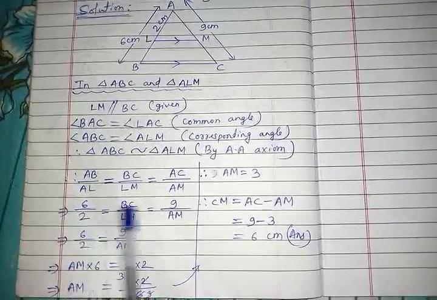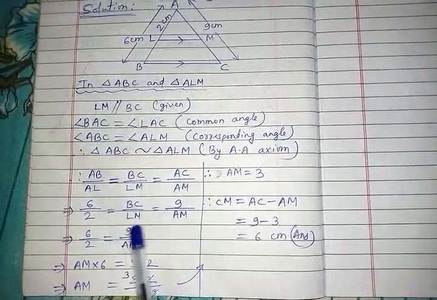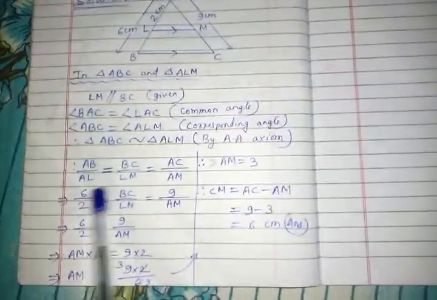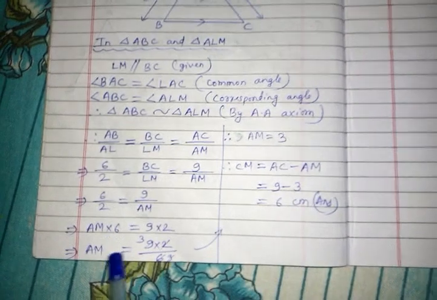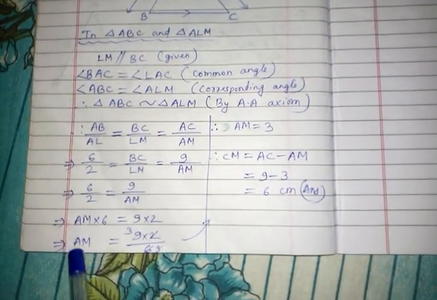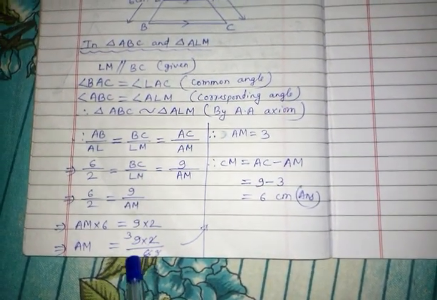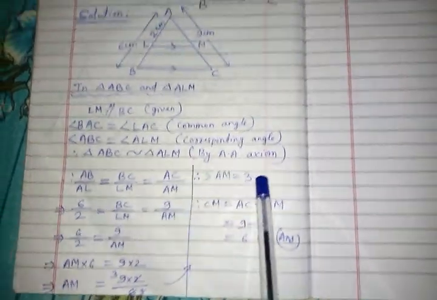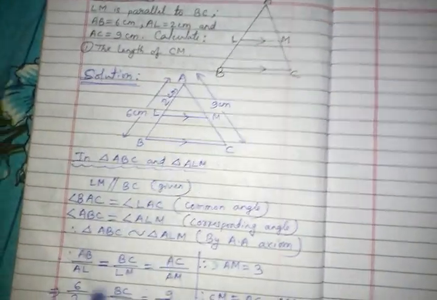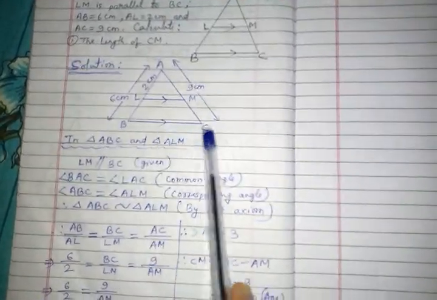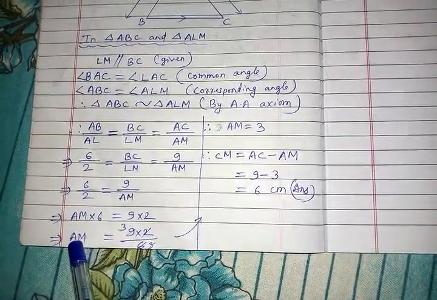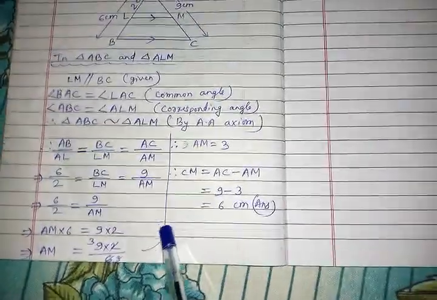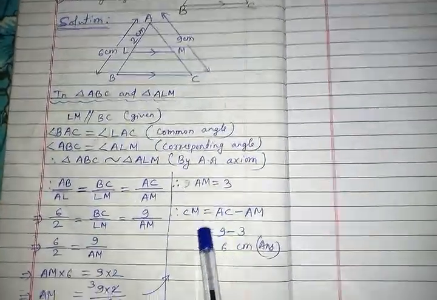So we have to take the two pairs which are given. The unknown part we will not take. So here we will take the first and third expression. After that we will find the value of AM. Finally AM is 3 centimeter. But here the question is not AM. We have to find the value of CM. Unfortunately we got AM, but no issue. AM will help us to find CM.